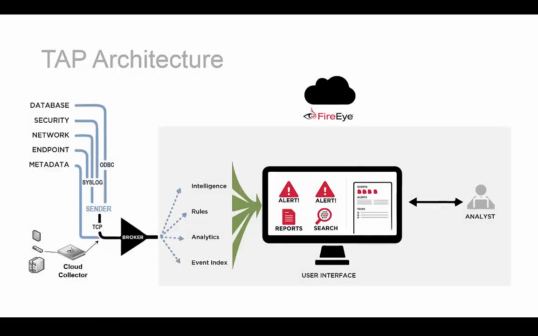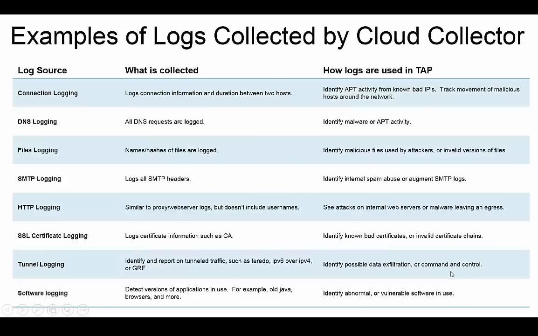Thank you, George. Now let's talk about the ease of deployment and architecture of TAP. The TAP architecture is quite simple and extremely easy to deploy. The solution is hosted in the cloud, and the only item that is deployed on the customer network consists of a thin network sensor called a cloud collector.